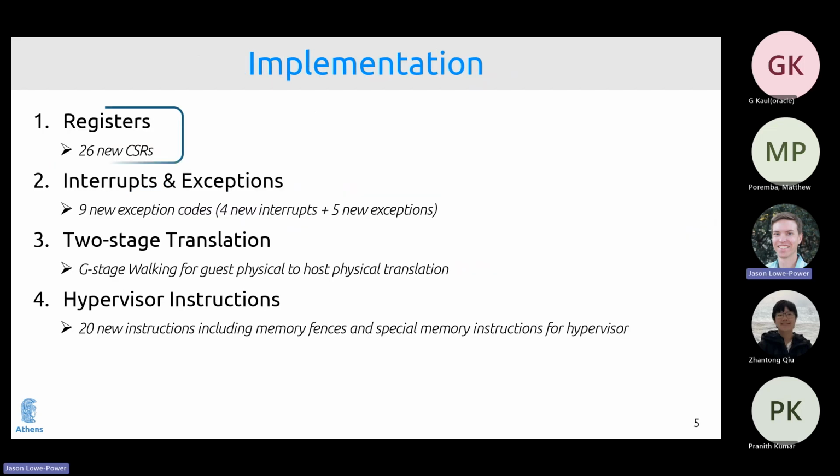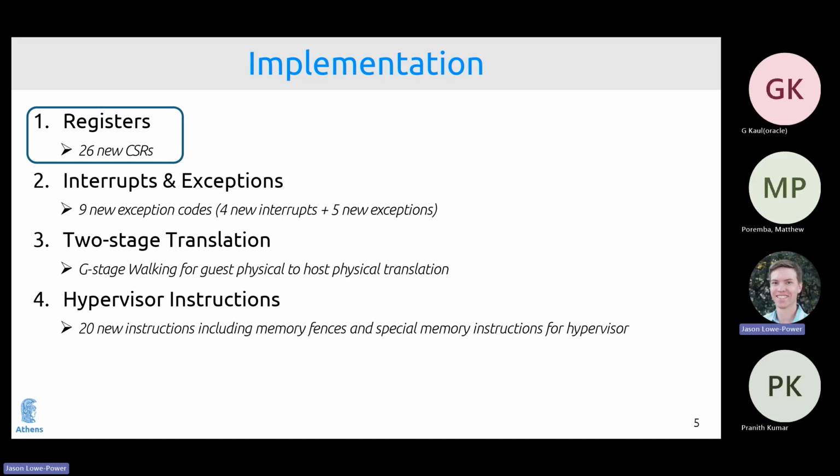So as we said, the implementation semantically consists of these four big parts. You have the registers, the interrupts, the two-stage translation, and the instructions. Because we have limited time, I'm not going to go into all the bit fields of the new registers, what they do, how you write them, what are the read and write masks, and all these things. I'm just going to give you an example of something we have to do with registers in a virtualized environment.